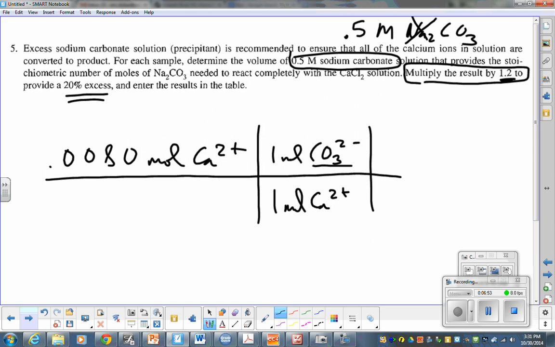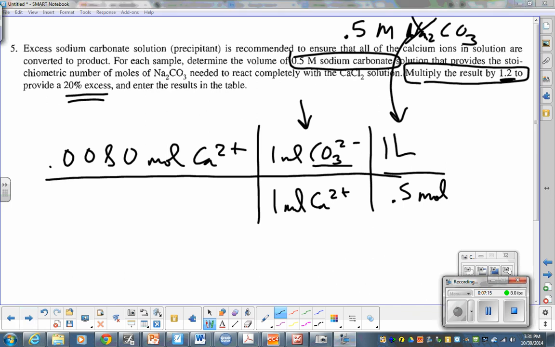So I'm going to use the molarity: 0.5 moles in 1 liter. I just took the molarity and dropped it there. This is my mole ratio. I have my moles of calcium to make sure I knock them all out. When I multiply this all the way across, I get 0.016 liters. That's how much would be required to exactly knock out all the calcium.